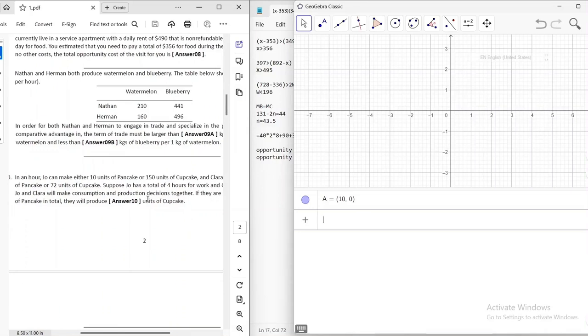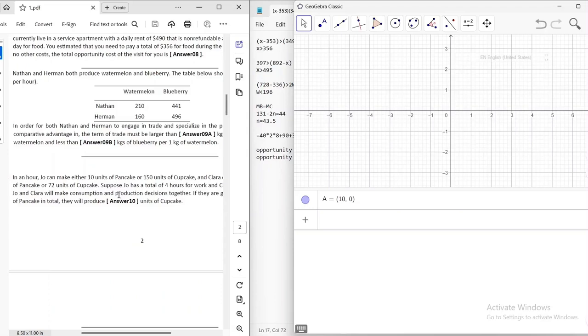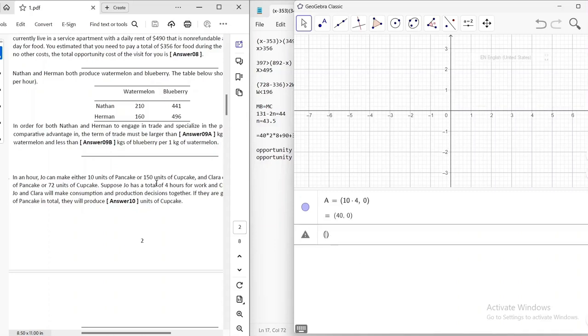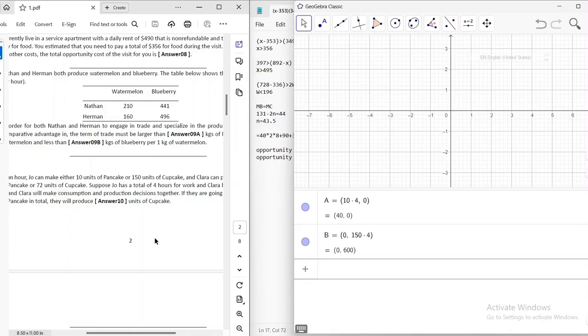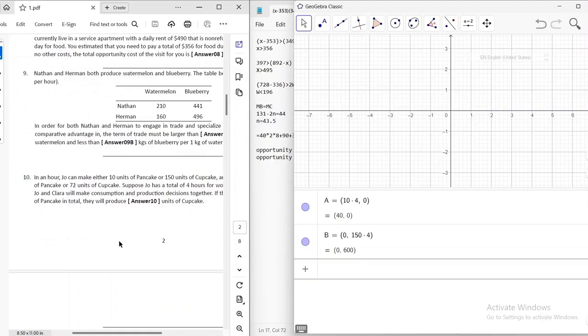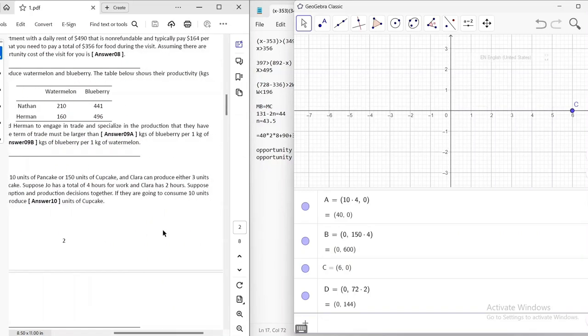And one more thing, the question says that Joe has a total of 4 hours for work, so we need to multiply this by 4. So I'm multiplying this by 4, and then 150 units of cupcake, so 0, 150 times 4. And then Clara can produce 3 units of pancake, so this is 6, 0. And then 72 units of cupcake, so this is 0, 72 times 2, right? Because Clara is working for 2 hours. So these are the points.